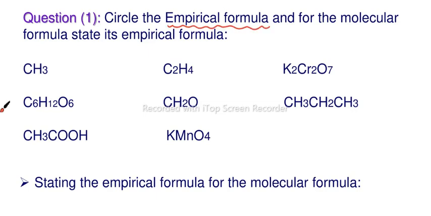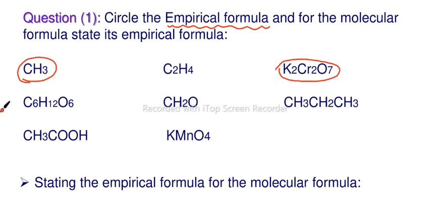According to my first row, CH3 is considered an empirical formula. I cannot simplify it more. The ratio is 1 to 3 for the carbon and hydrogen. Looking for C2H4, it's not an empirical since I can simplify, so I'm not going to circle it. Continuing with potassium dichromate, which is K2Cr2O7, it is considered an empirical formula. Here I don't have one common number that can be divided for all atoms presented inside the molecule. So this is an empirical formula.